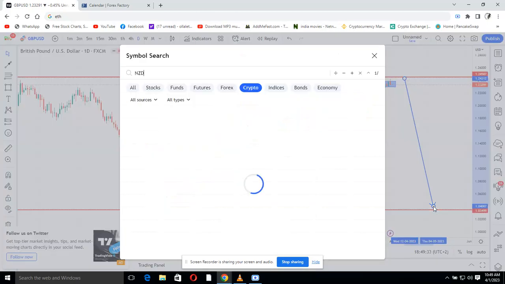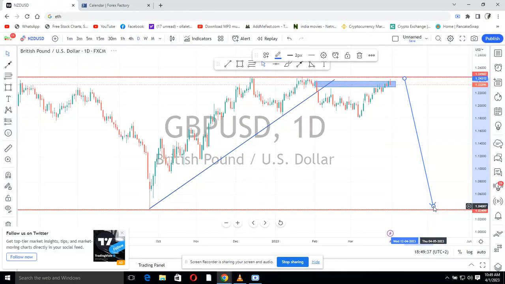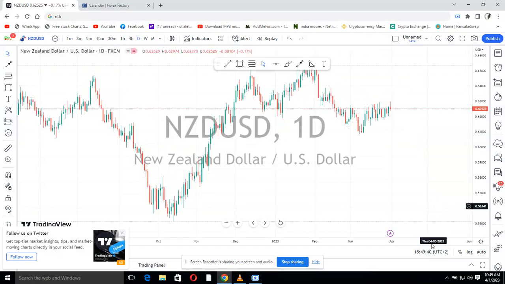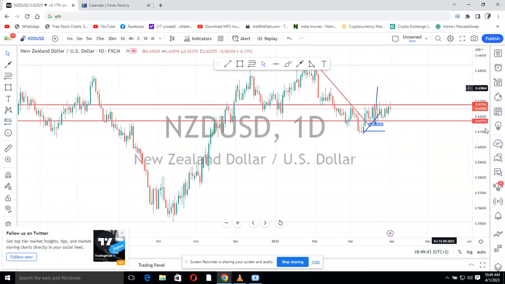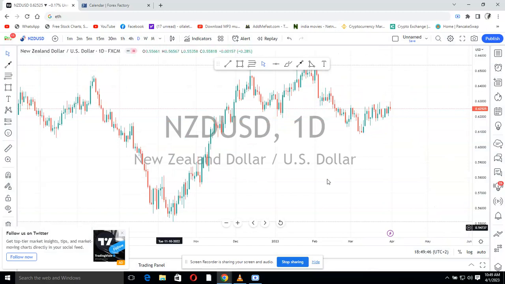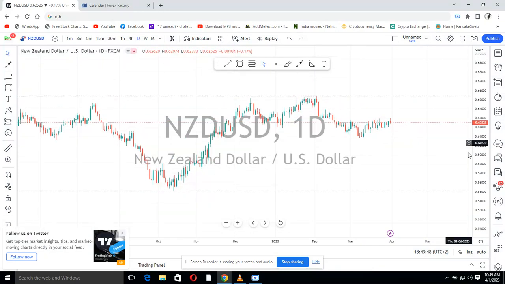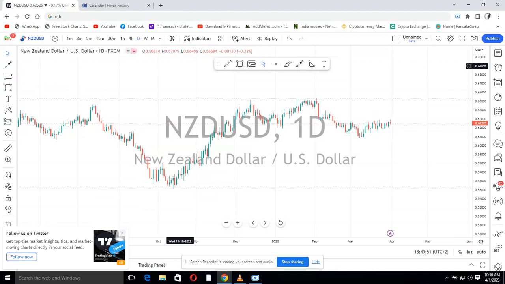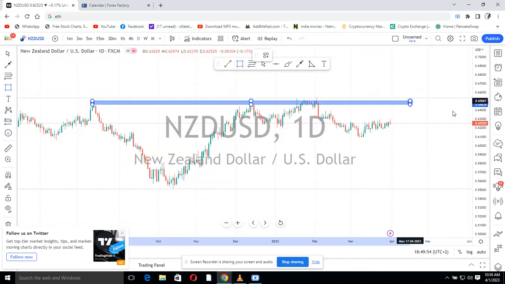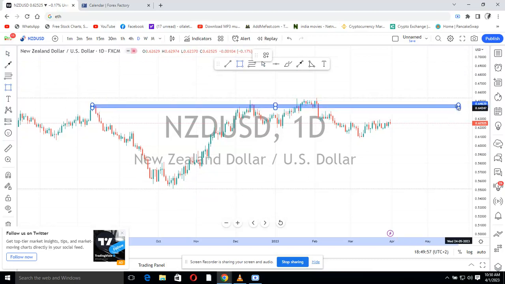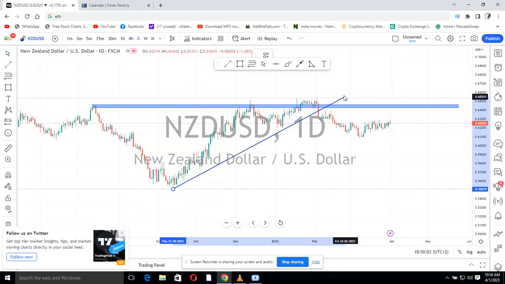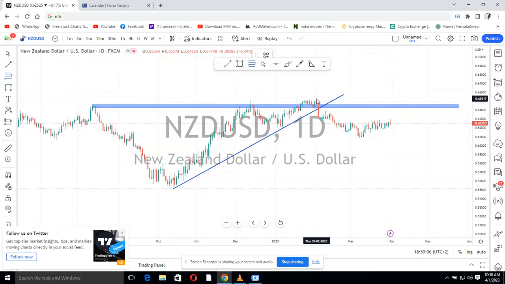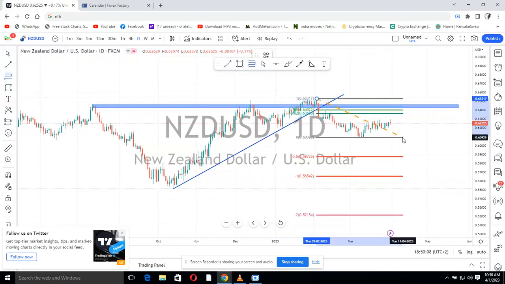NZD. In case of NZD, I'm not sure if NZD is ready to buy for now, or to sell for now, but let's take a look at this here. As you can see, our traditional entry here. So I would like to wait for this one to push up a little bit, NZD here, then sell down.